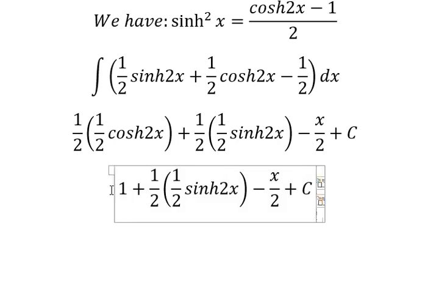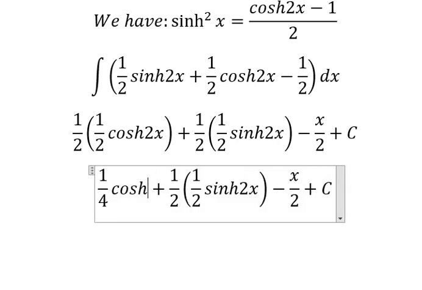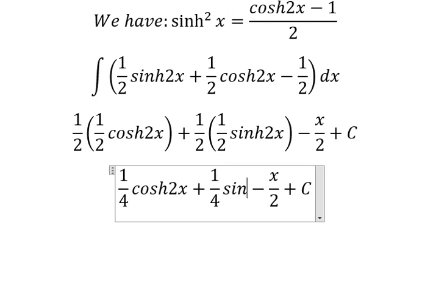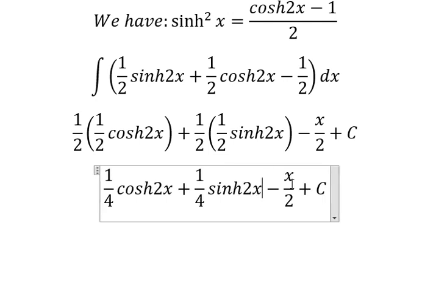So this one we have 1 over 4 cos 2x. This one we have 1 over 4 sin 2x. This is the end.